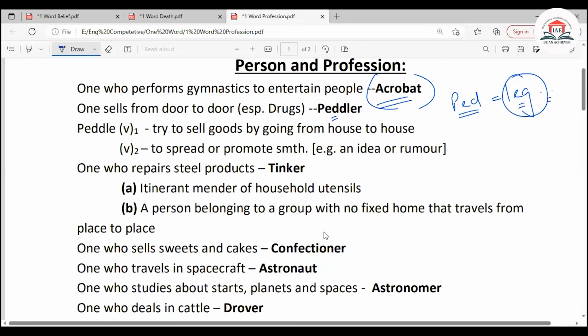Clear? One who repairs steel products. Right? So the person is called tinker. T-I-N-K-E-R. Tinker. Now, one who sells sweets and cakes, confectioner.